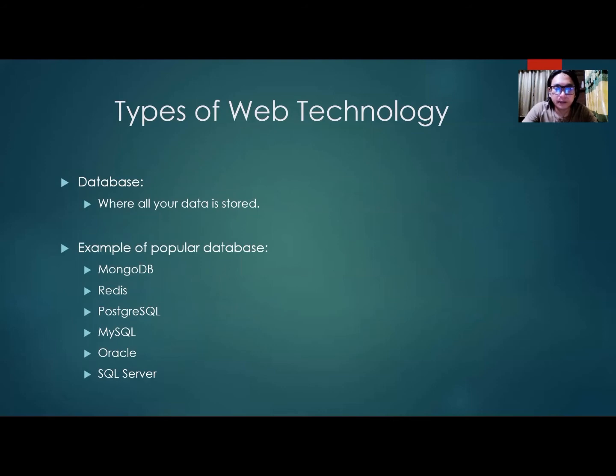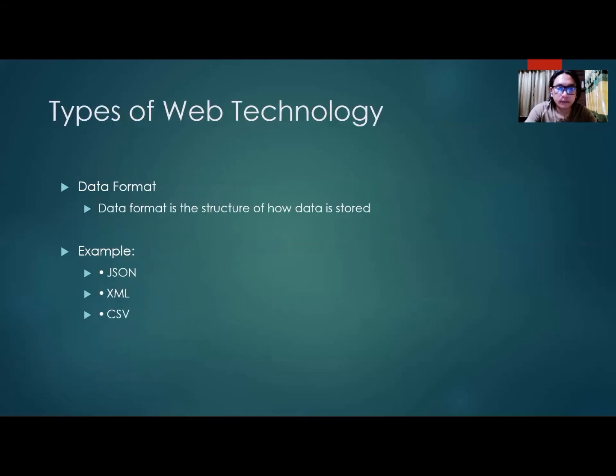Next is database. The database is where all of our data is stored. It's like a bunch of filing cabinet filled with files. The example of popular database is MongoDB, Redis, PostgreSQL, MySQL, Oracle, and SQL Server. Next is data format. Data format is the structure of how data is stored. Some example are JSON, XML, CSV.